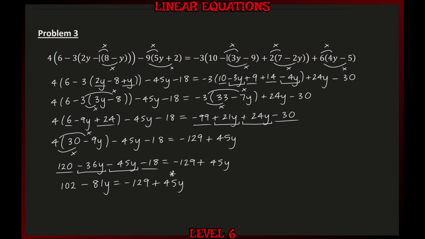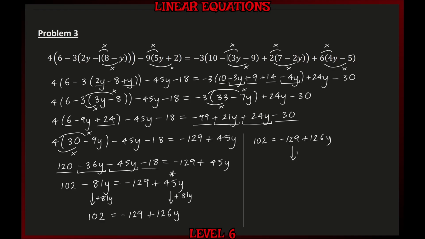So if we're going to collect our y's on the right, we need to remove the minus 81 y's from the left. And we can do this by adding 81y to the left and doing exactly the same on the right. So the left hand side becomes 102 because the minus 81y and the plus 81y cancel out. And on the right, we have minus 129, and 45 plus 81 gives us plus 126y.